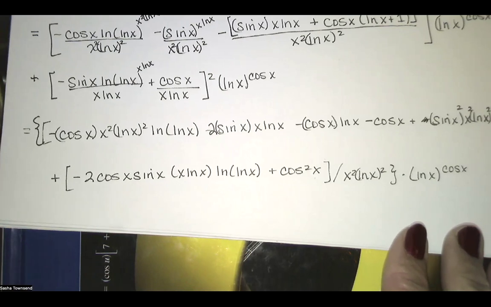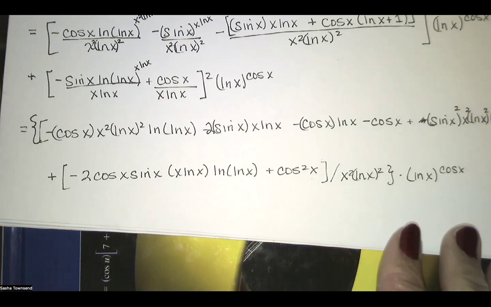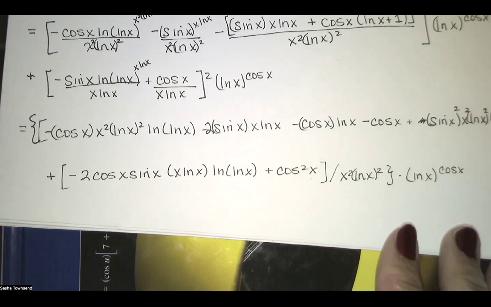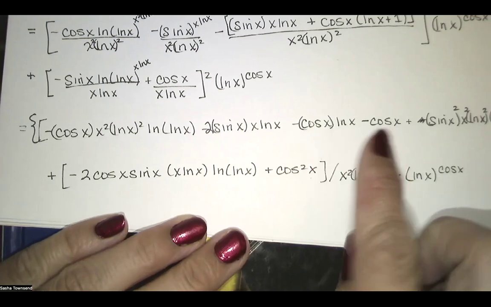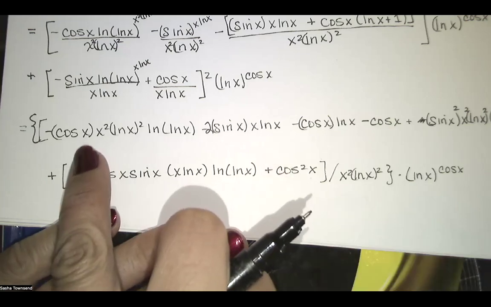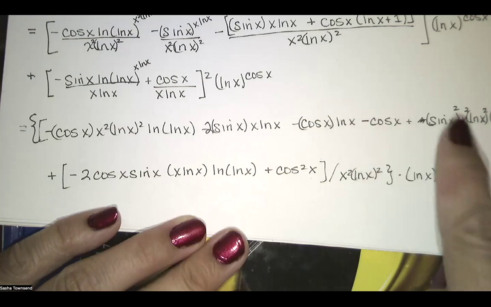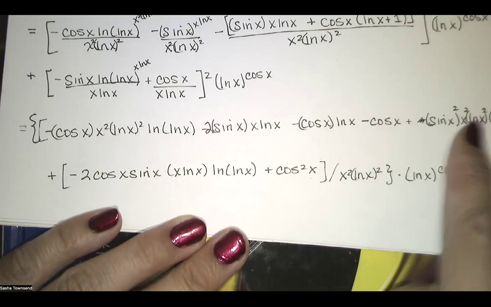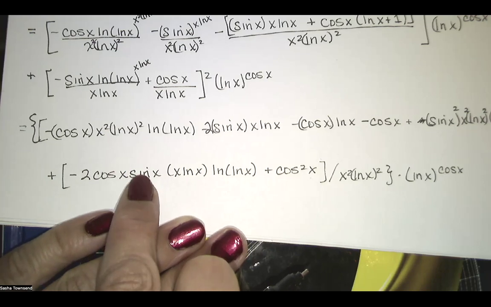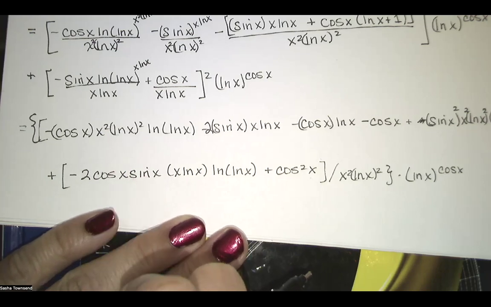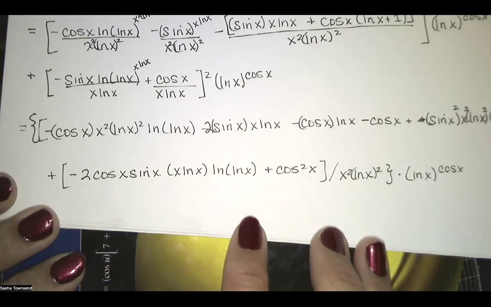Let me see if I have any like terms. I don't see any like terms actually. I've got cosine of x terms here, here, and here. And of course here. I've got the x squared natural log of x squared there and there. And then this can be combined. We can call that sine of 2x if we want to. But it really doesn't simplify very much. Anyway, that's f double prime.